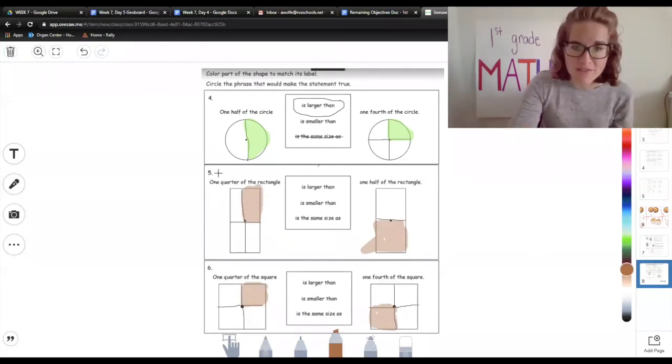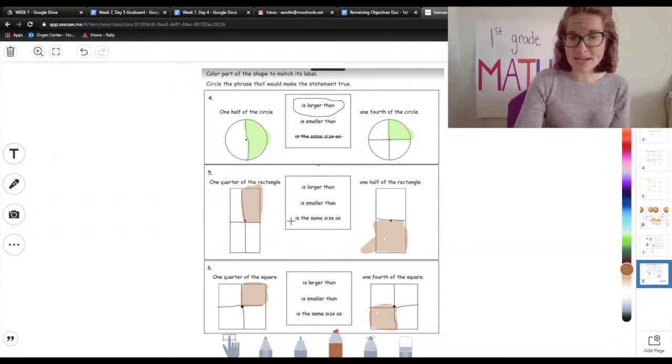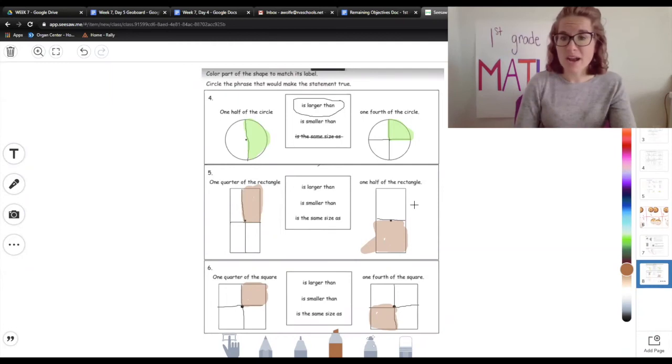For number 5, let's look at this one in the middle. It says 1/4 of the rectangle. So I went ahead and divided my rectangle into quarters and colored 1/4. And this side says 1/2 of the rectangle. So I divided my rectangle in half and I colored 1/2. So is this brown part larger than this part? Is it smaller than this part, or is it the same?